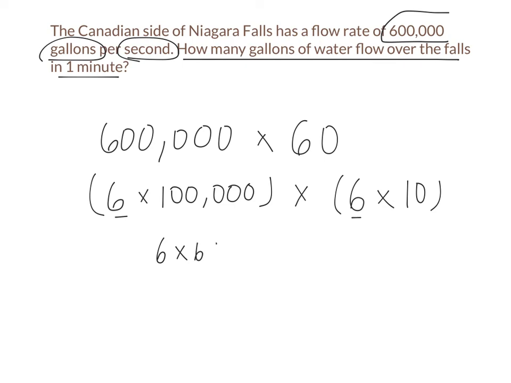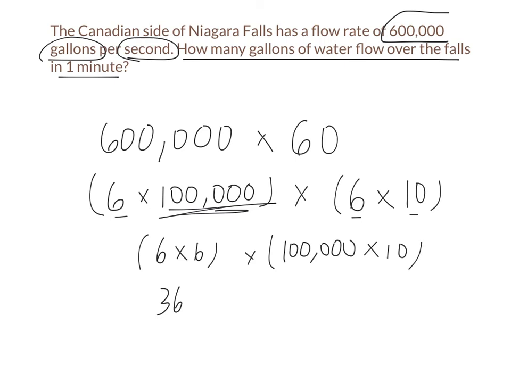So let's put those together. 6 times 6. And what's great about this is we know our math facts. We know in our head already what 6 times 6 is, or at least we should. Okay, so we can say that's 36. But we got to worry about the other side. So our other 2 factors are 100,000 times 10. What's 100,000 times 10? 1 million. Good. So if I have 36 copies of 1 million, what's the answer?